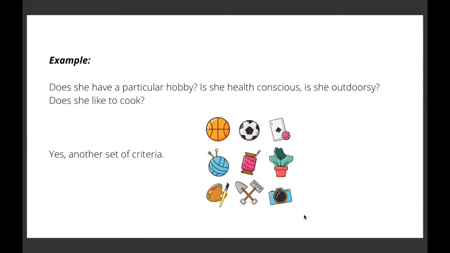Does this woman like to cook? She could be one of those people that likes to mess around in the kitchen, like myself. But whatever this is, this becomes another set of criteria for you. And each one of these criteria, like I said, will build on how to target the person you're trying to identify here.